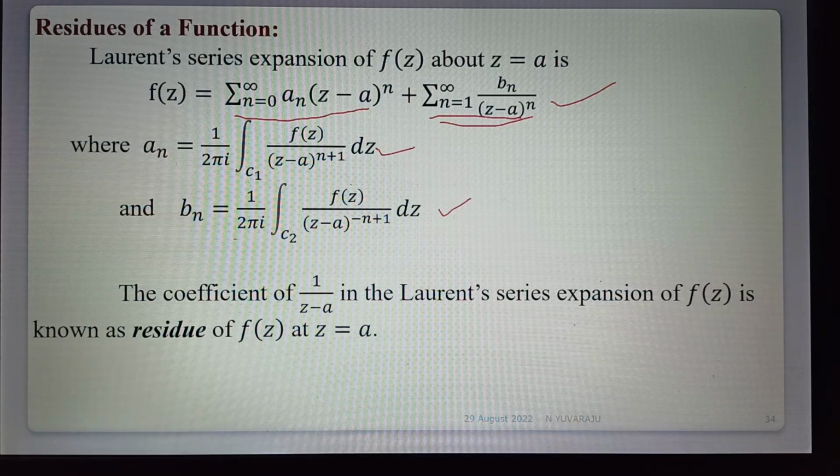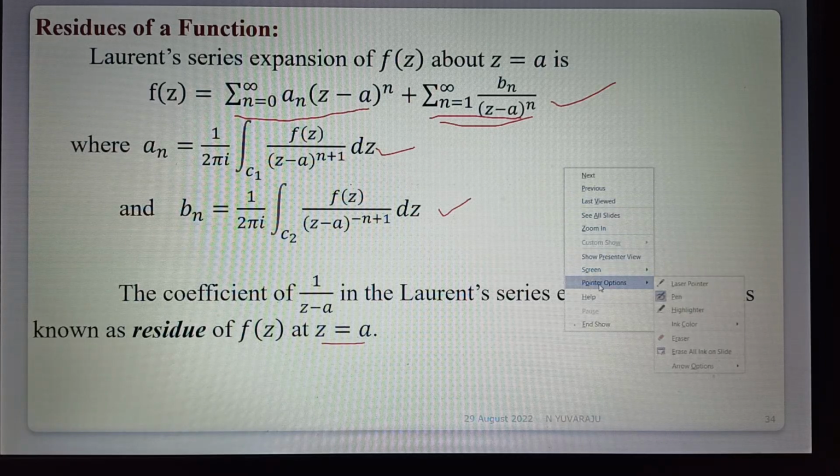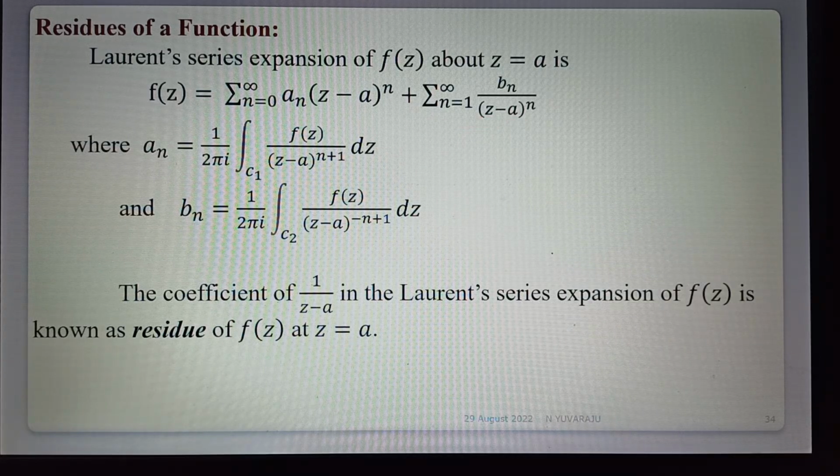So how do we find b1? This is the residue. The coefficient of 1 by z minus a in the Laurent series is called the residue of f of z about, that means at the point z is equal to a. a is the given center. So this is the residue of a function. This is the definition.